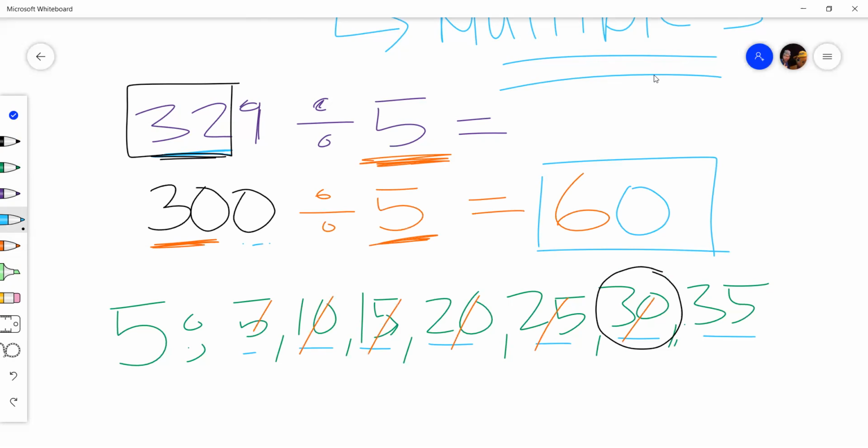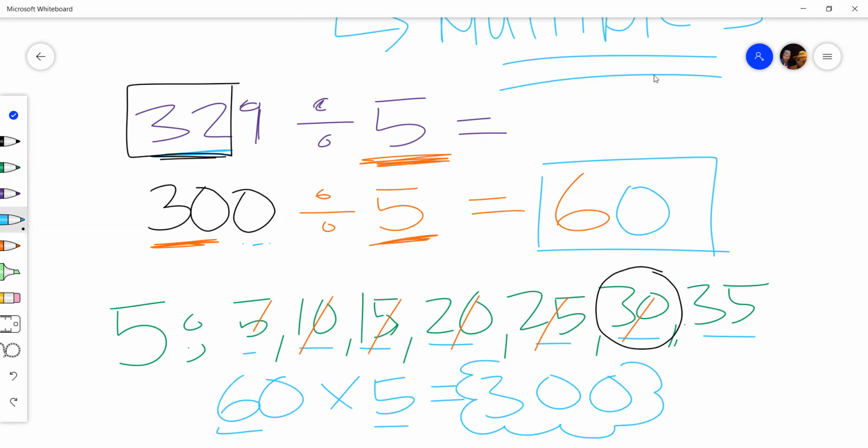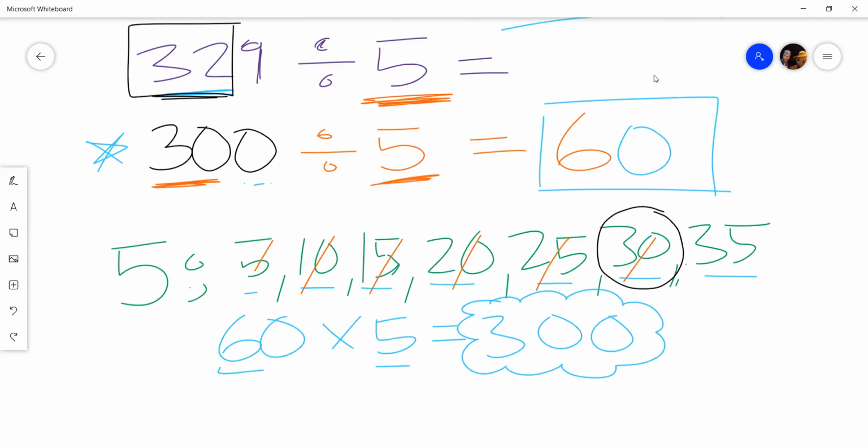And remember the inverse operation, I can double check that. So I could say, okay, well, 60 times 5, that's supposed to equal 300 if I did my math right. 6 times 5 is 30, and then a 0. So 300, it checks out. So that works, right? That's how this process works. Of course we're going to practice more. Don't sweat it. Don't freak out if this doesn't make sense after one example.